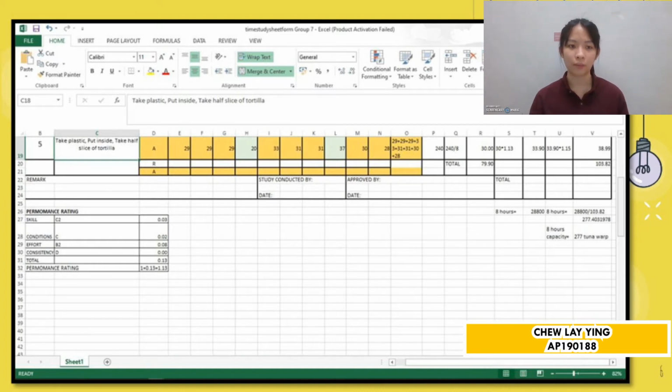The normal time for that operation would be multiplied with a performance rating. Then we will get the allowance of this product, which is 50%. Thus, we will use the allowance to multiply the normal time to get the standard time. The total time is 103.82. In 8 hours a day divided by standard time, we can produce 274 tuna wraps.